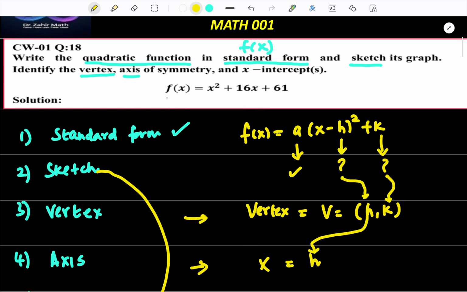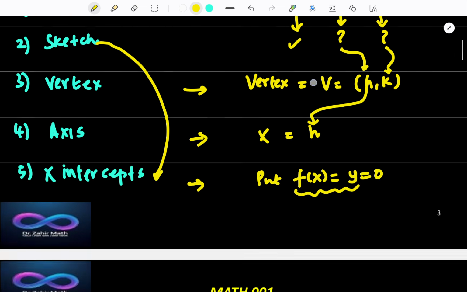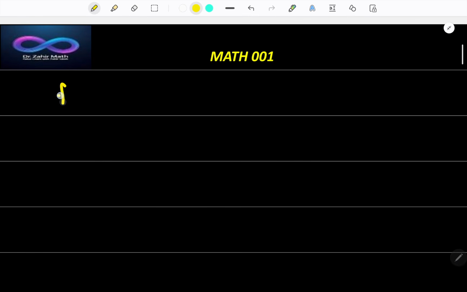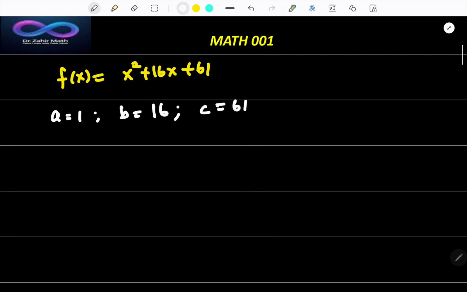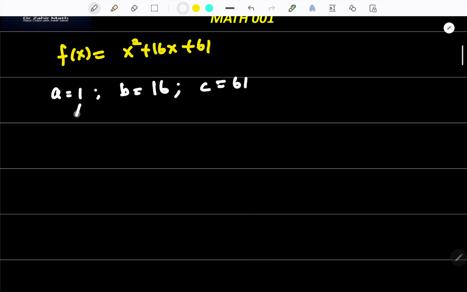So what is the question? The question is f of x equals x square plus 16x plus 61. Right? So what is the value of a? A is equal to 1. A is the coefficient of x square. What is b? The coefficient of x. What is c? C is equal to 61. So we got a, b, c. Right. So now you look here, a is more than 0. If a is more than 0, which is the value is 1, right? So a is more than 0, the parabola opens upward.